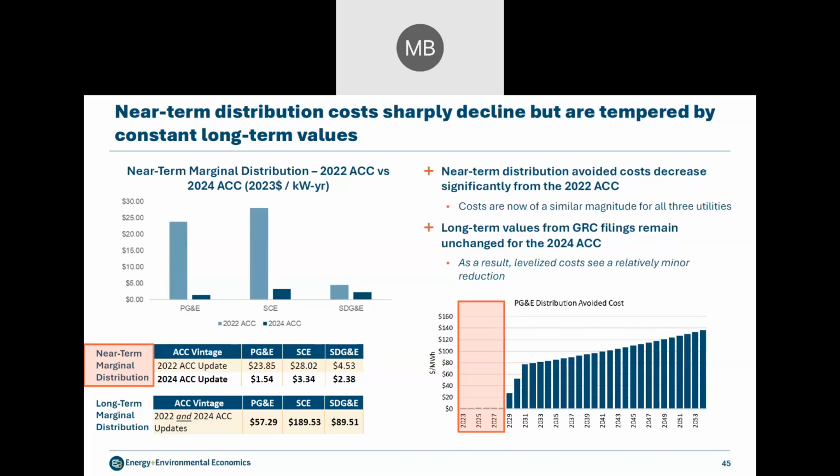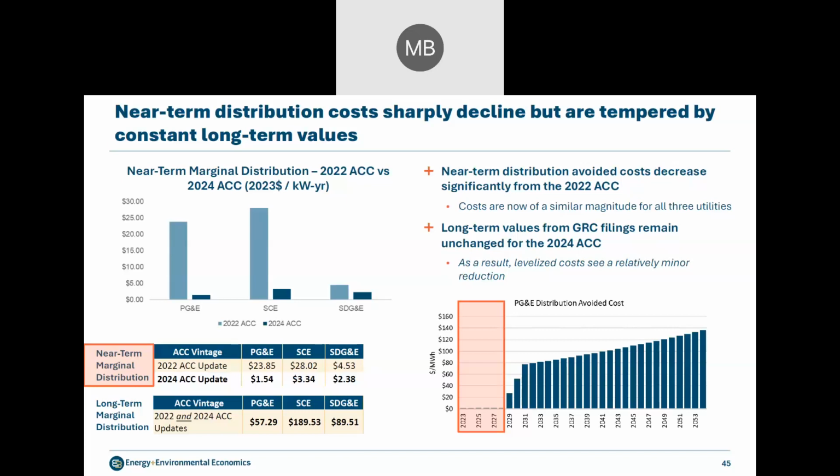So these are marginal costs. Does it make sense to you that there's such a vast difference, that the marginal decrease in the near term is so much different in value in the near term versus the long term? Does that make sense?